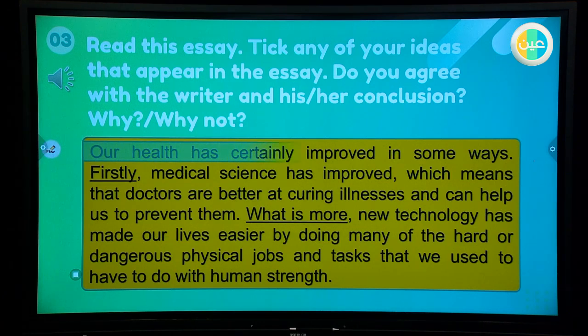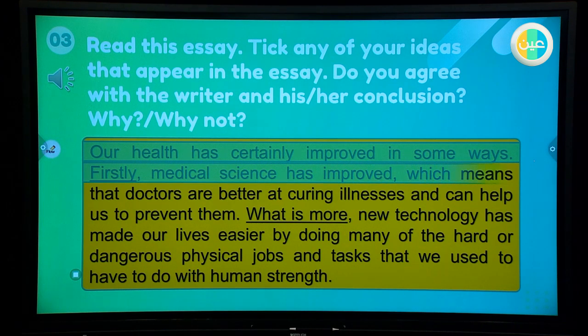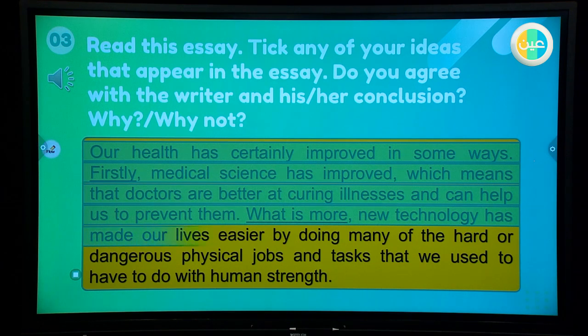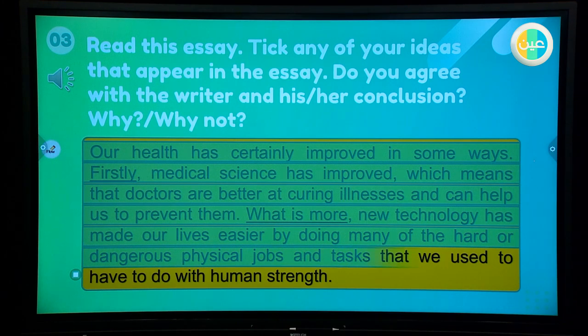Our health has certainly improved in some ways. Firstly, medical science has improved, which means that doctors are better at curing illnesses and can help us to prevent them. What is more, new technology has made our lives easier by doing many of the hard or dangerous physical jobs and tasks that we used to have to do with human strength.